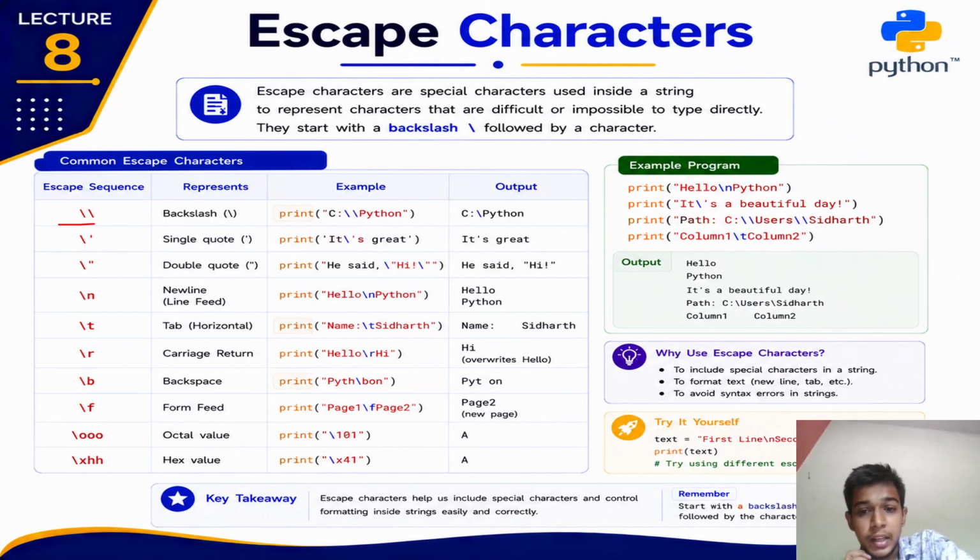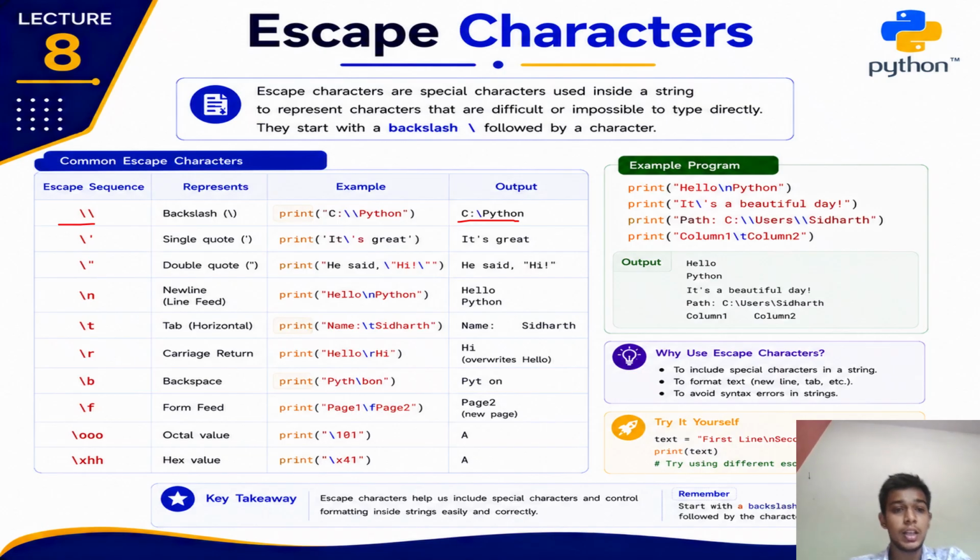The first escape character is used when we want to print a single backslash. For example, we want to print C backslash Python. The output will be C\Python. Since backslash has a special meaning in Python, we write it twice to display one backslash.